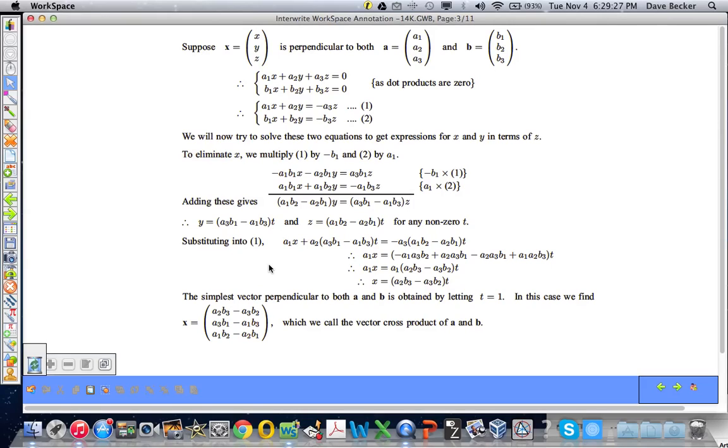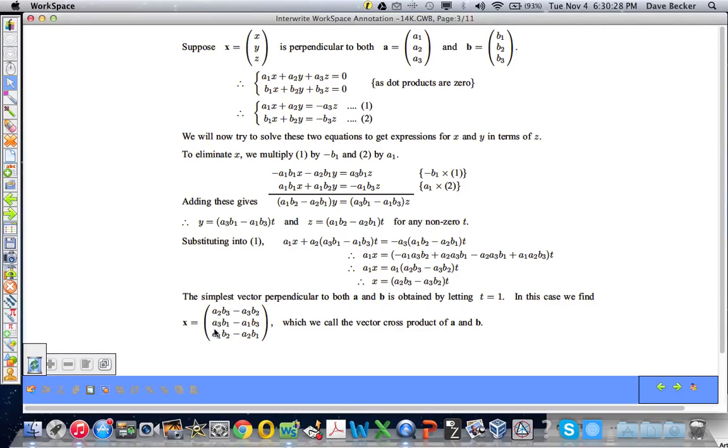Then using some substitution, we end up solving for x here, and we get the x value, because we already have a value for y and a value for z. Yes, this x, this y, and this z, not the vector x. So this y is this y right here, and this z is this z right here. And then with some algebra that you can look at later if you want to, I get a value for x times some scalar t. And so the simplest vector perpendicular to both vector A and vector B is given when t is equal to 1. So in this case, we find that the vector x is equal to a2b3 minus a3b2, which comes from here when t is 1.